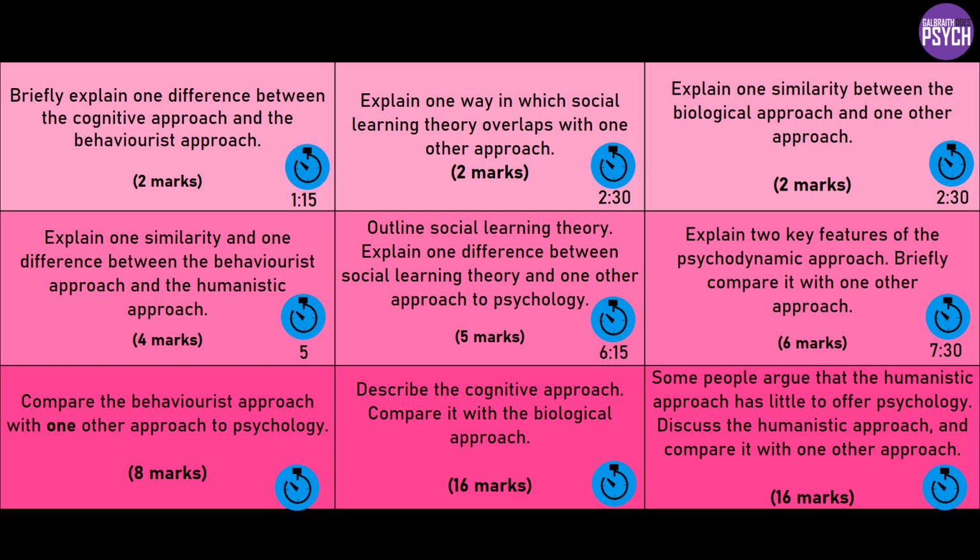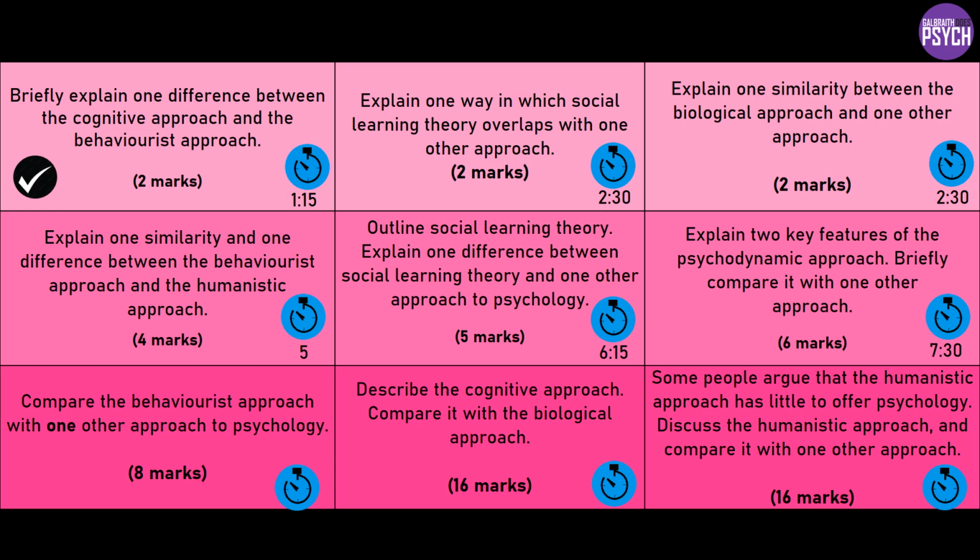Alright, let's do it. So we want to explain a difference between the cognitive approach and the behaviorist approach. Probably the most obvious thing to go for is the behaviorist approach says that there is no internal processing between stimulus and response, whereas the cognitive approach assumes that internal processing between stimulus and response affects behavior. So it's that focus on what's going on in the mind versus just observable behaviours. You could word it that way if you like.